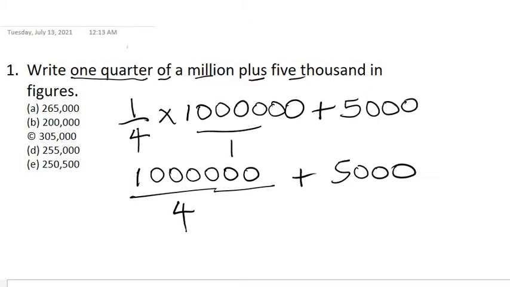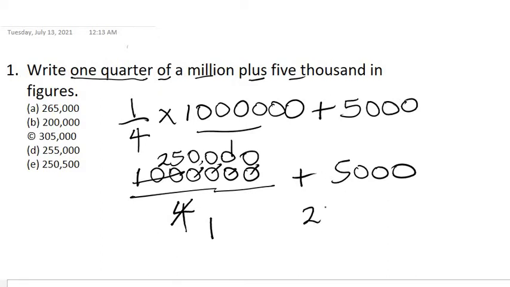5,000. Let's divide 1 million by 4. 4 divided by 4 is 1. 100 divided by 4 is 25. Bring down this 0, bring down this 0, bring down this 0, bring down this 0. To get our answer, we need to add up this 250,000, which is the answer we got by dividing 1 million by 4 plus 5,000.